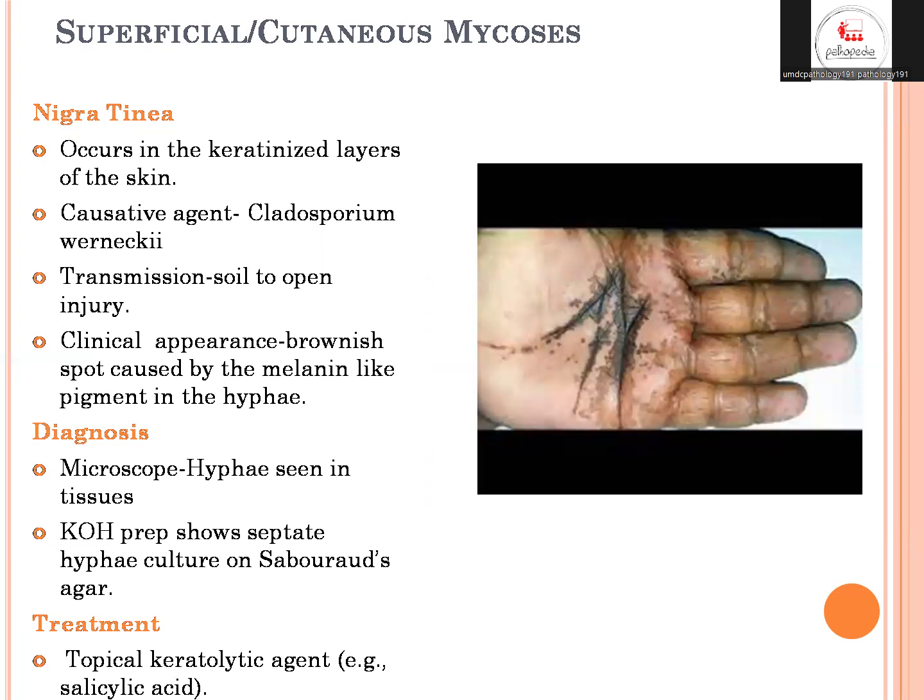Another form of cutaneous mycosis is tinea nigra, which occurs in the keratinized layers of the skin like the palm, as shown in the picture. The causative agent is Cladosporium werneckii and it is transmitted by soil to an open injury. Clinically it appears as a brownish spot caused by a melanin-like pigment, as you are seeing or watching in the picture.